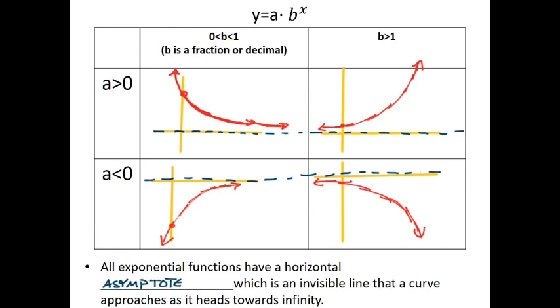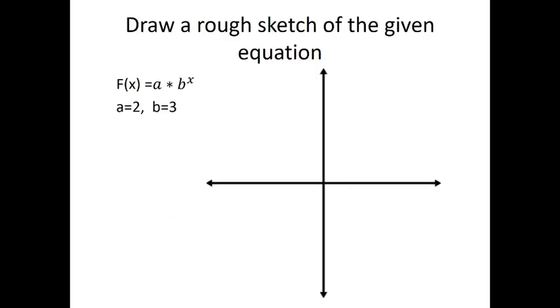Okay? Now, what we're going to do is I'm going to give you 4 examples, and I want you to predict what the graph would look like. So, for this one, I'm giving you a function in the form of a times b to the x, where a is 2 and b is 3. So our function in this situation is 2 times 3 to the x. I want you to draw a rough sketch of what you think that will look like.